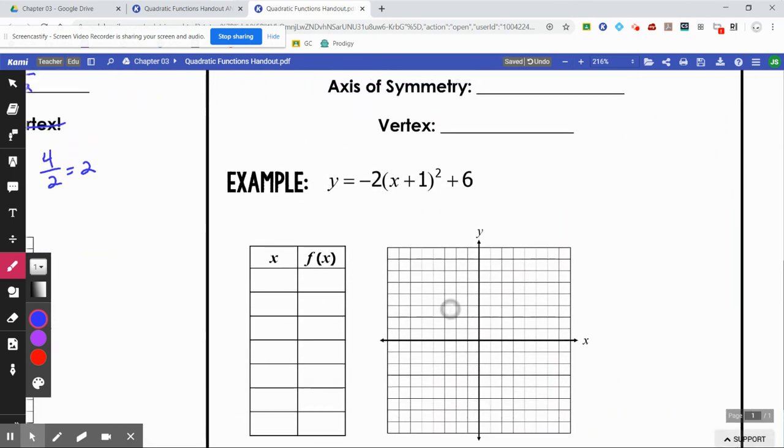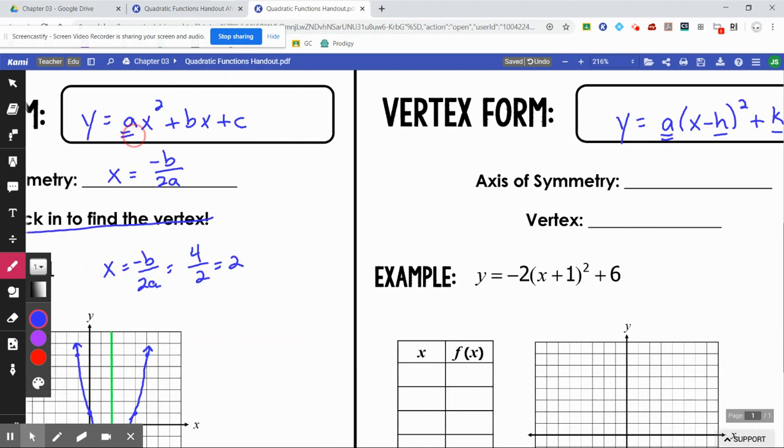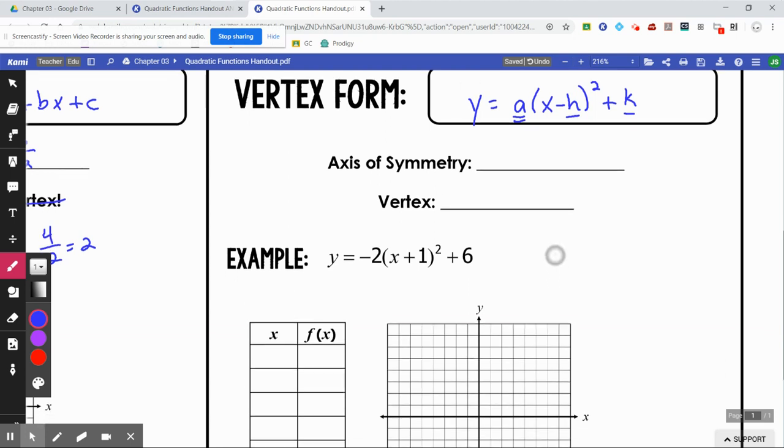Then you have what's called vertex form. And in vertex form, instead of ax squared plus bx plus c, you have y equals a times the quantity x minus h, squared, plus k. And again, the h and k would actually tell you where your vertex is by using your transformations. The a value is the exact same a value that you would have here. Again, it tells you whether it's upside down or right side up, and it tells you how wide it is.